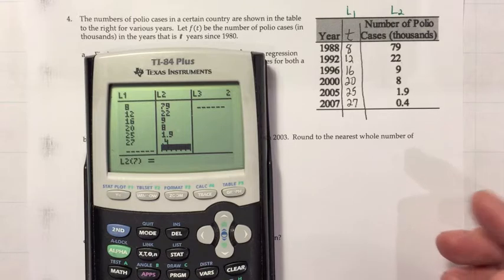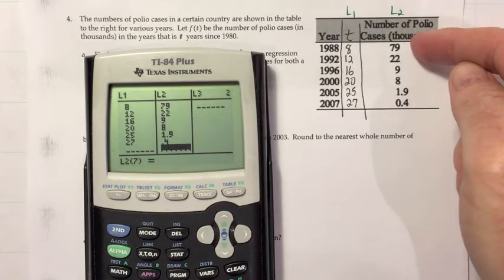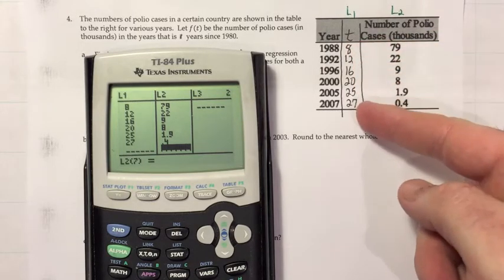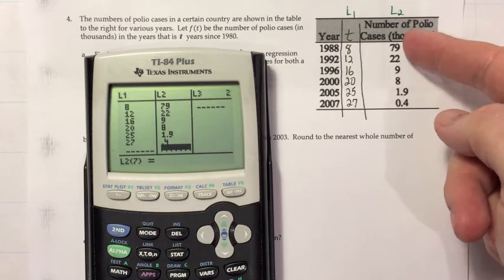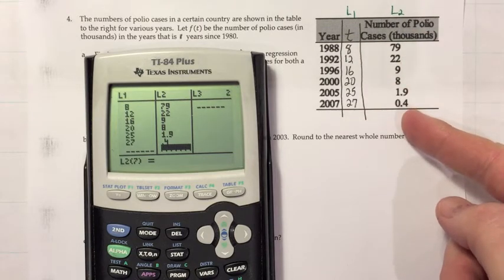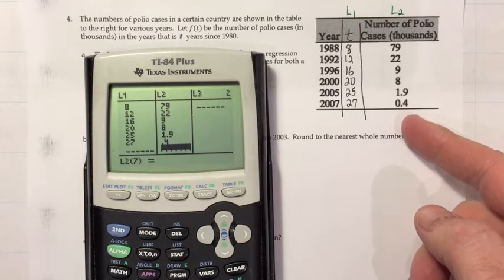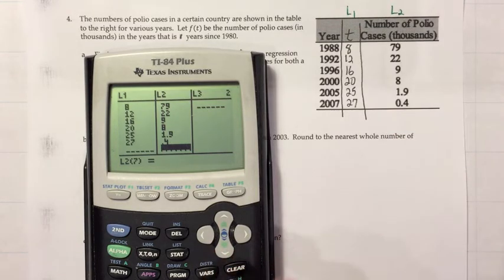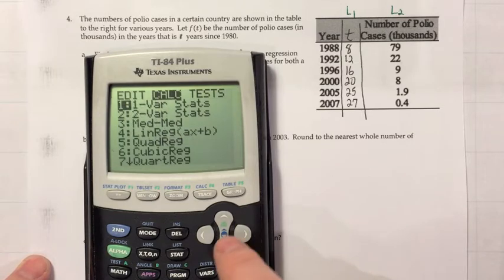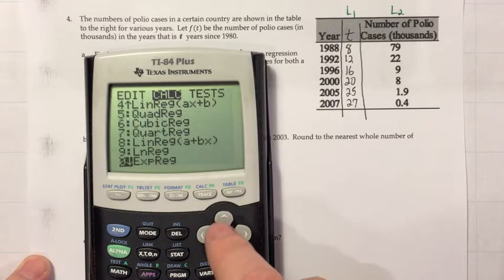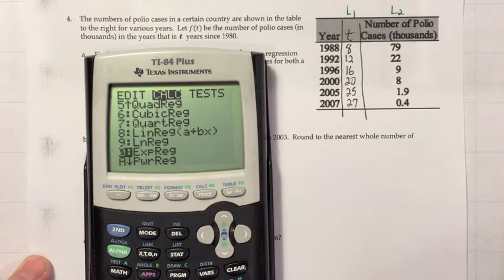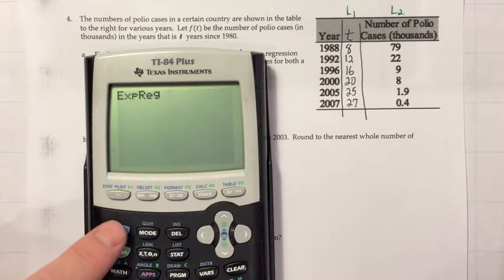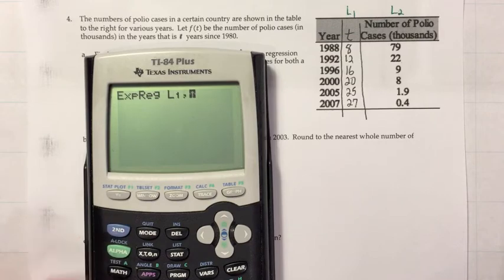I like to think about that a little bit, and one thing I want to see is, do I have growth or decay? So as time is going forward, the number of cases of polio is going down. So we have an exponential decay here, so our base should be smaller than 1. All right, so we're going to hit stat and calc, and then arrow way down there to exponential regression, which is 0 on my calculator. And then I'm going to tell it where the data was. The inputs were in L1, the outputs were in L2.